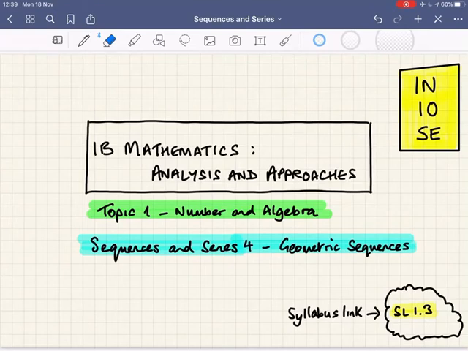Welcome to this IB Maths Intense session, looking at sequences and series. This is number 4 in the set, and we're looking at geometric sequences in this video, building on what we did in the previous sections on arithmetic sequences.